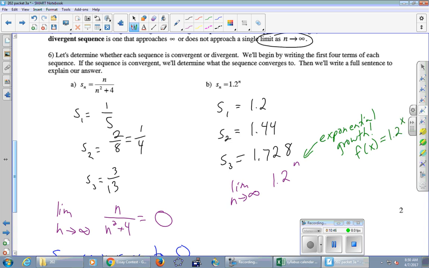Is an exponential growth function because that 1.2 is just a little bigger than 1. 1 is our magic cutoff, right? If it had been like 0.9 to the x, that would be an exponential decay. So this one's exponential growth. So that means that this guy goes to infinity, which means that this sequence does what? Yeah. So in this case, S sub n diverges.